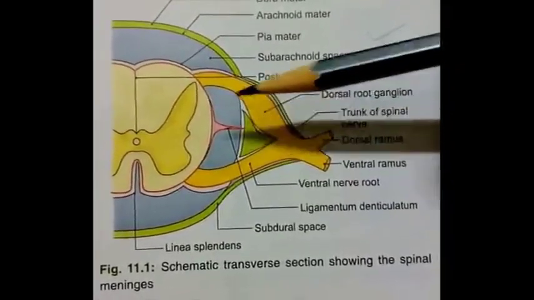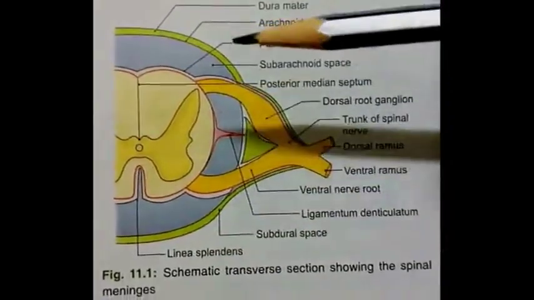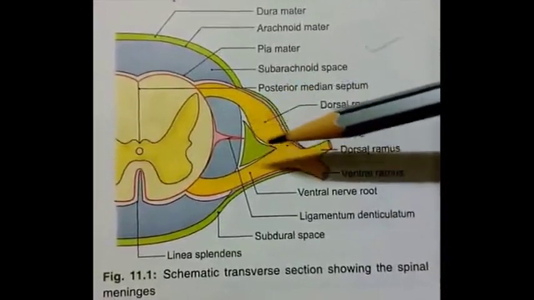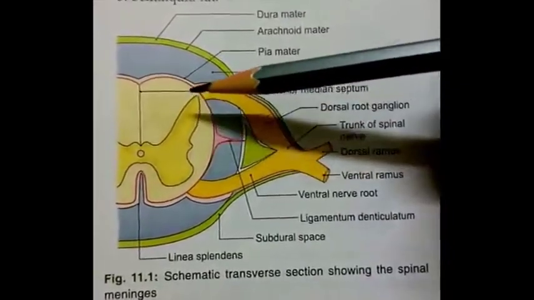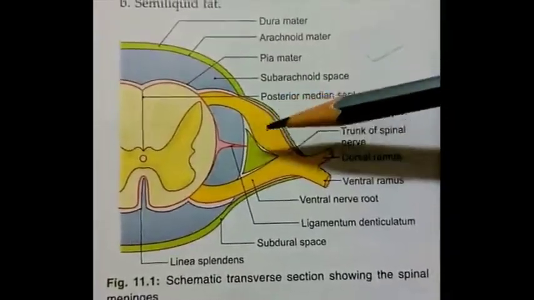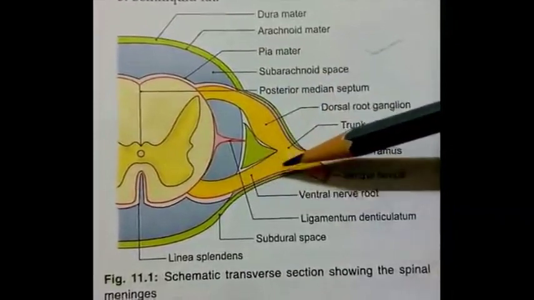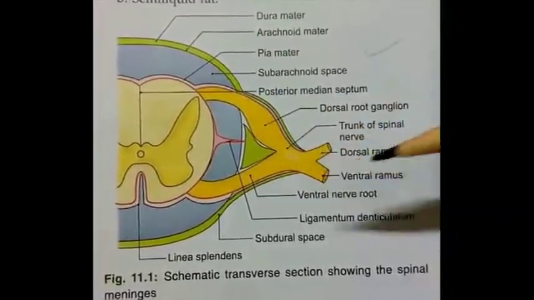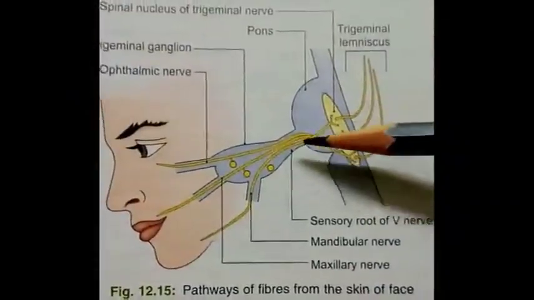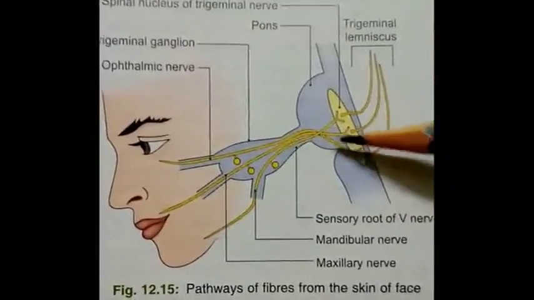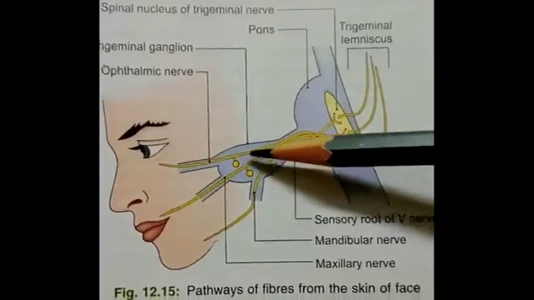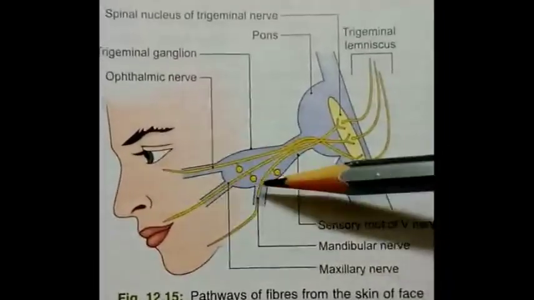So this is the diagram showing a cut section of the spinal cord. It has a dorsal root and ventral root, and in the dorsal root there is a ganglion. So after the origin of the nerve fibers from the spinal cord, the dorsal root bears a ganglion. Then these two roots combine and form a single spinal nerve, and further these divide into dorsal and ventral rami. So this is the same in the case of the trigeminal ganglion. The nerve fibers arising in the central nervous system proceed further and form a ganglion here, and from the ganglion the branches of this nerve arise.